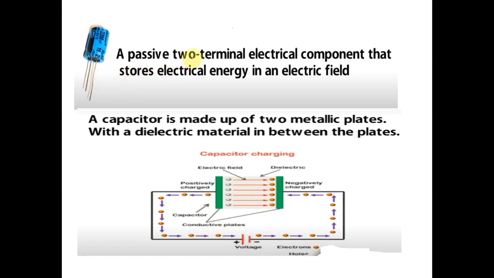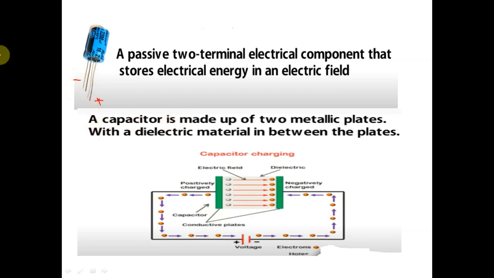A capacitor is a passive two-terminal electrical component that stores electrical energy in an electric field. Capacitors have two terminals. This one is the positive terminal and this one is the negative terminal. How are they identified? This terminal is larger, so it is called the positive terminal. This terminal is smaller, so it is called the negative terminal.